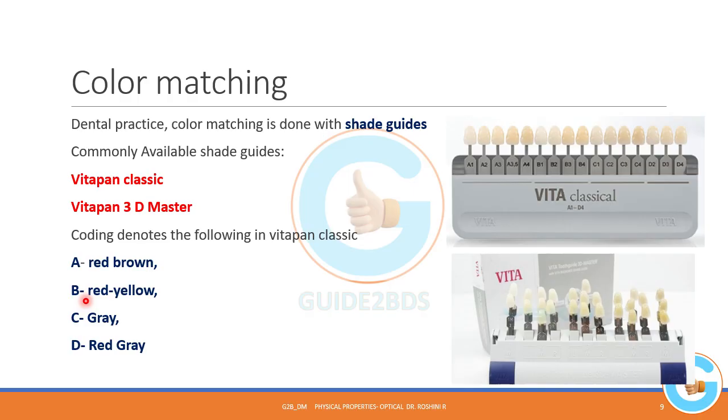Any shade guide basically will have the color coding of A, B, C, D, where the hue of A will fall in the red brown category, B will be slightly yellow, C will be slightly gray and D is red gray. So this is the basic color coding in your basic shade guides. Nowadays we have advances and we have spectrophotometers also. You can select your shade that way also. So even though there are newer techniques, the basic form is from your shade tabs or shade guide.